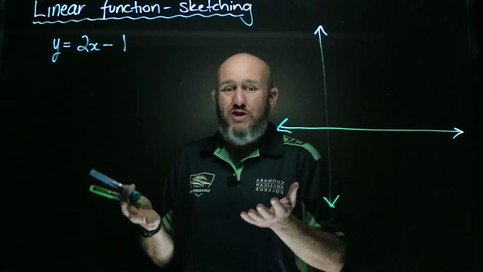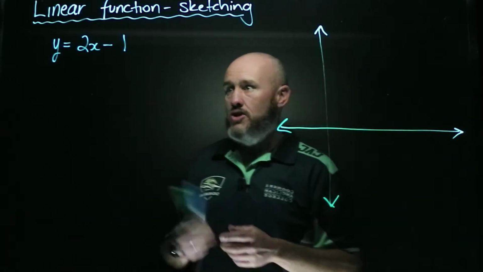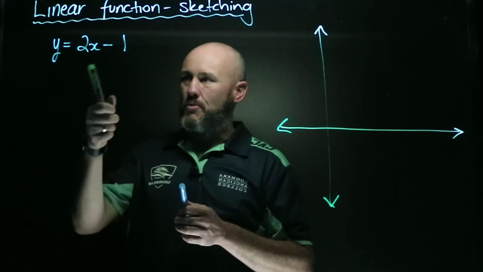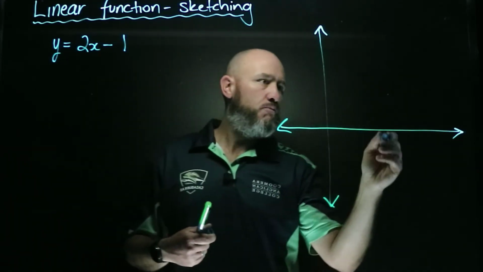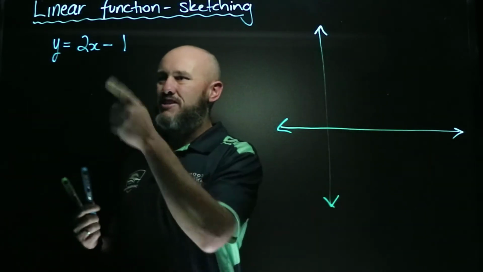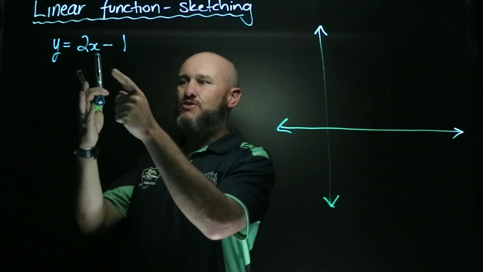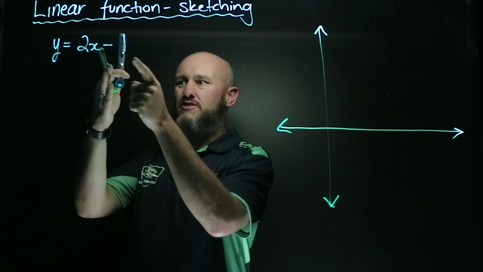Remember, we only need 2 data points to be able to sketch a linear function. So I could just find 2 points. When x equals 3, y equals 2 times 3 minus 1 is 5. And just plot 3, 5. When x equals -2, y equals 2 times -2, which is -4, minus 1 is -5.